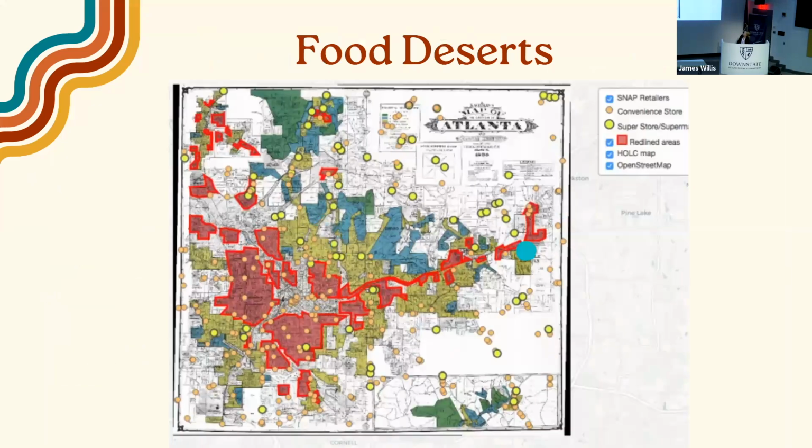And when we look at this study of Atlanta, for example, this is a map of Atlanta with data from 2017, with the historically redlined areas outlined in red. We see that there are fewer grocery stores in these areas. The large yellow dots are where grocery stores are located. The small orange dots are where convenience stores are located. And you really see a concentration of convenience stores in redlined areas and a real lack of grocery stores in those areas.